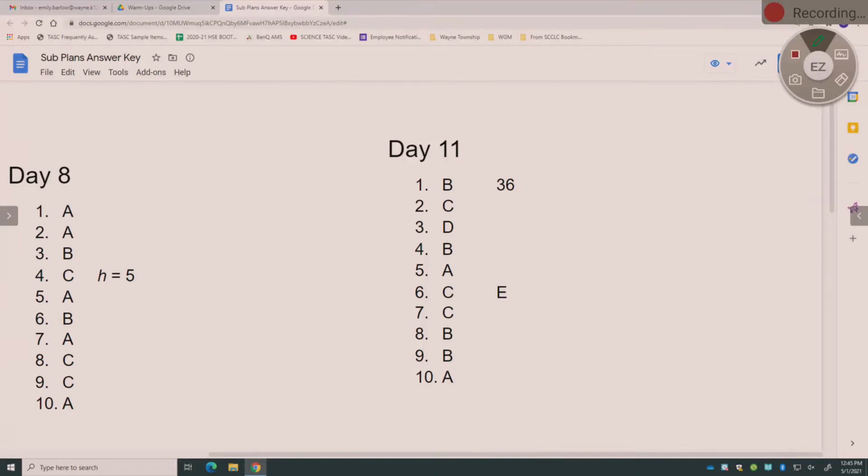Good morning. So today we are going to be working through warm-up day 11. And as usual, I'm showing you the answers first. So go ahead and pause here if you want a chance to check your answers. And then after you're done checking answers, you can press play again and we will move on to actually working some problems out together.